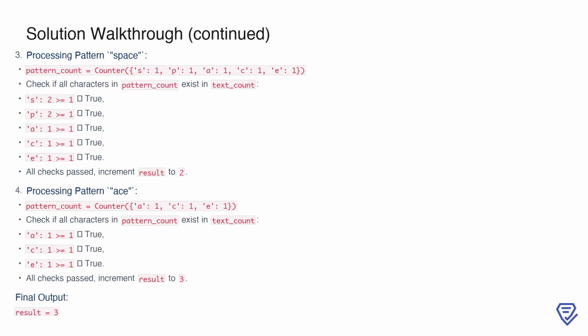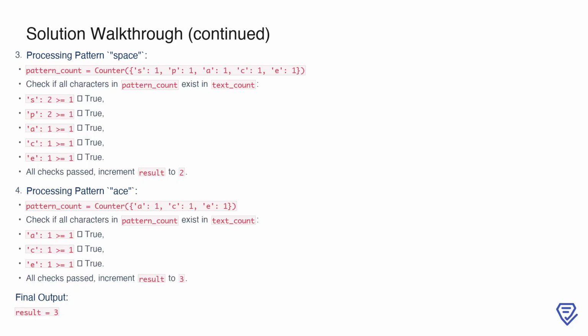Now we move on to the second pattern, space. The frequency count of this pattern shows that each letter S, P, A, C, and E appears once. We then verify if the text contains each of these letters with sufficient frequency. For S, P, A, C, and E, the condition is satisfied in all cases. Since the text can form this pattern, we increment result to 2.